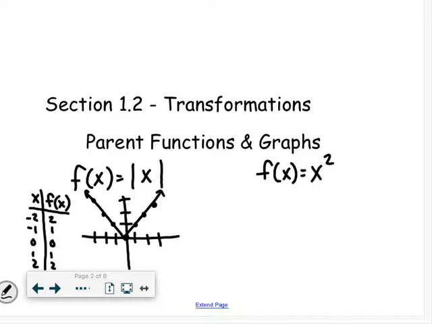So the parent function is f of x equals absolute value of x. The parent graph is the V, the absolute value graph, centered at 0, 0. And we had also talked about and labeled yesterday our domain. X was equal to all real numbers, and our range, y was greater than or equal to 0. So that's true for the parent graph.